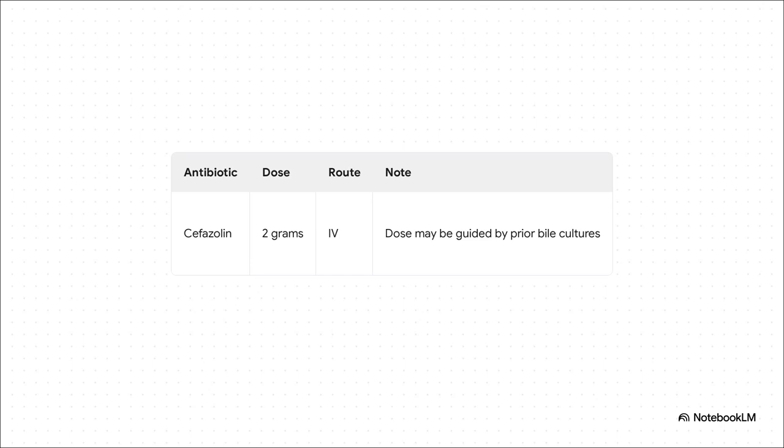Why? Well, that reflects the higher bacterial load we often find with indwelling devices. And crucially, if we have prior biocultures on that patient, that data trumps everything. We should always tailor our antibiotic choice to the known sensitivities of whatever's already living in there.